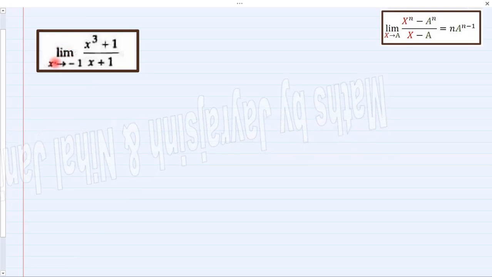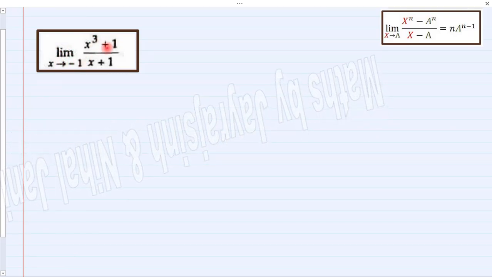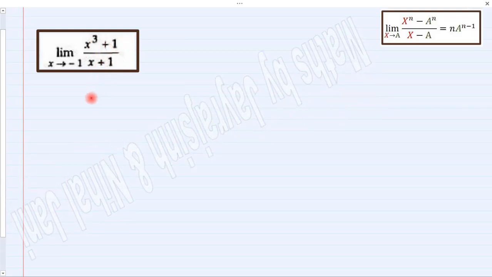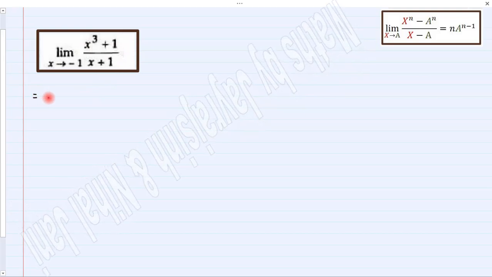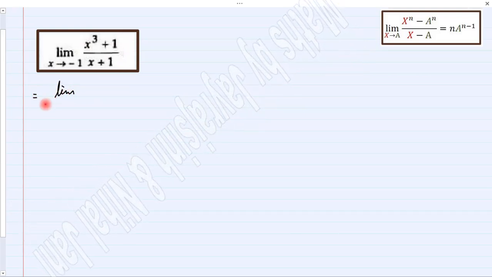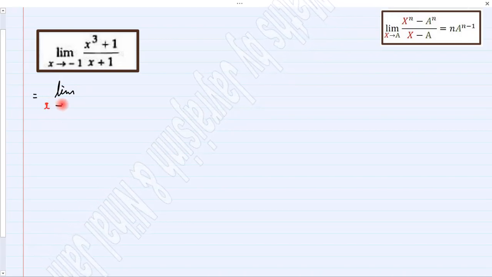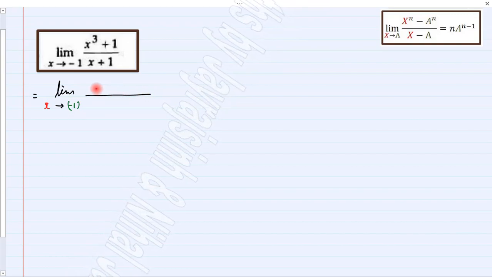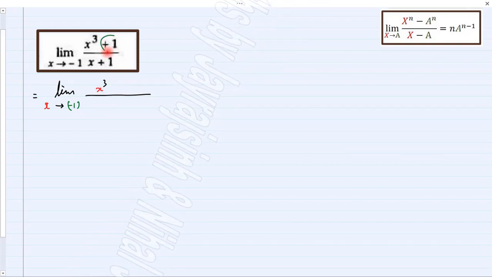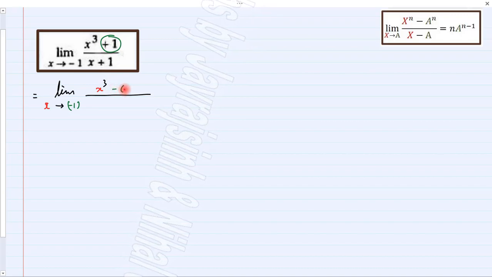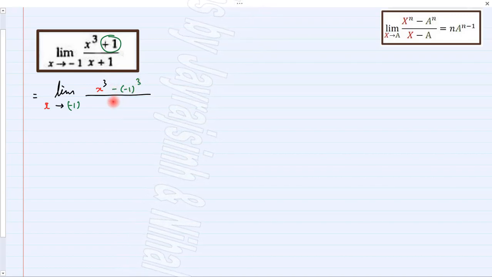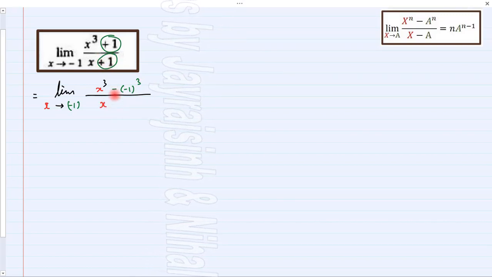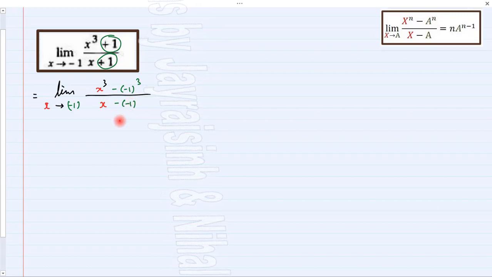In this question, we have limit x tends to minus 1, (x cube plus 1)/(x plus 1), which is in the form of 0 by 0. Now, to solve it, let's use standard form. Our limit is x tends to minus 1. Your numerator can be written as x cube. This plus 1 can be split into minus of minus 1 raised to 3. And in denominator, we already have x plus 1, which can be rewritten as x minus of minus 1.